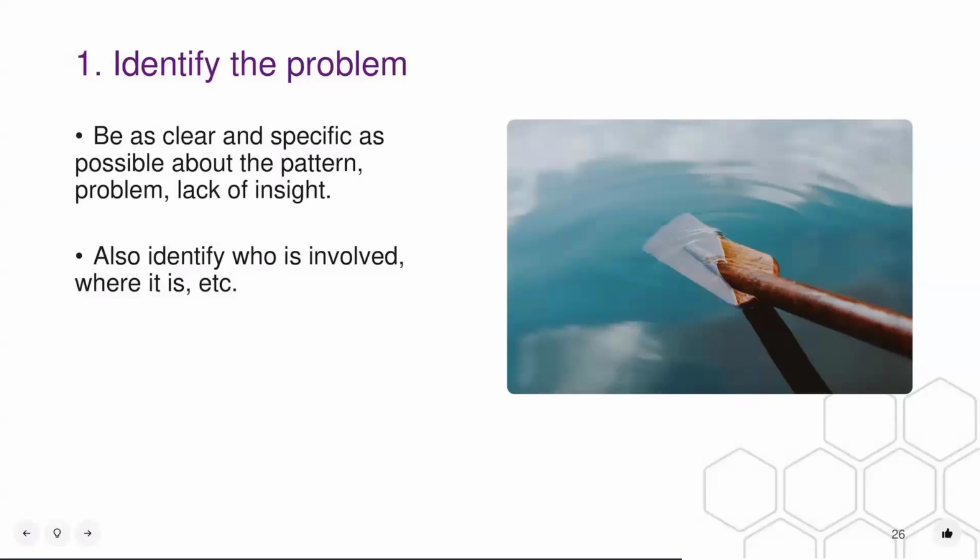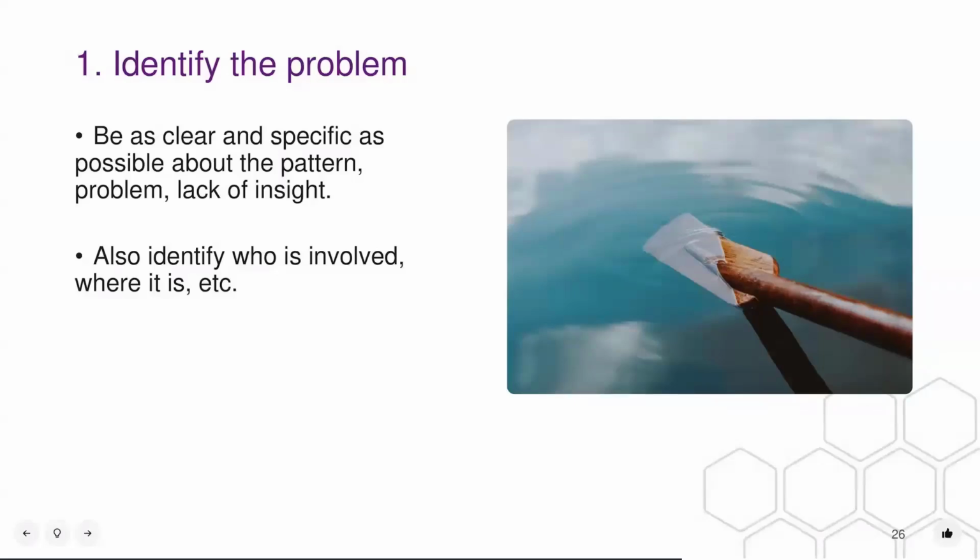So once you've identified the problem, you're going to want to be as clear and specific as possible about the pattern, the problem, or the lack of insight. You'll also want to identify who is involved, where it is, etc. And this is going to help you define your research question. So maybe we have a goal in mind. I mentioned before about people traveling through city centres. Maybe we want to get people doing this more, we want fewer cars on the road and more people riding their bikes or scooters, or just being able to get from A to B in their wheelchair. So the research question might be something as simple as: what are the barriers to active travel in city centres?